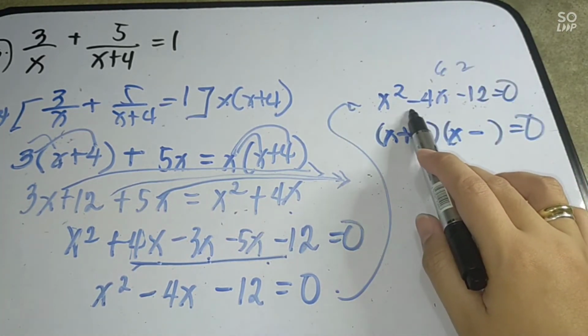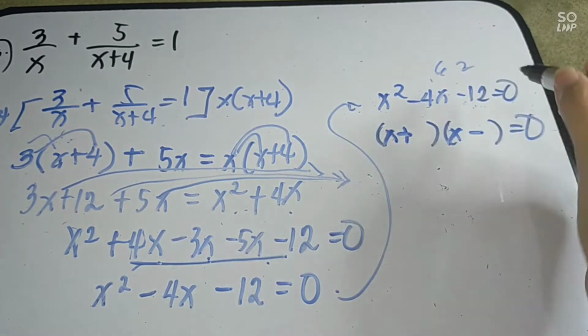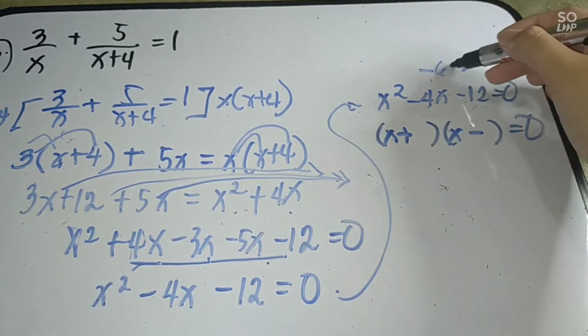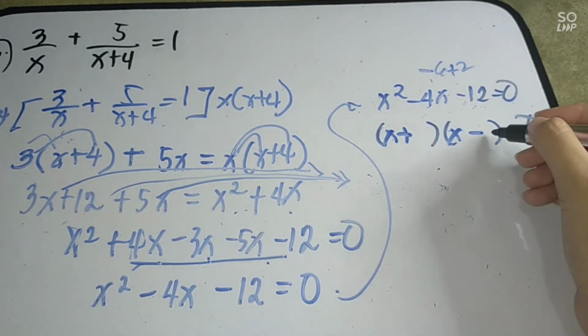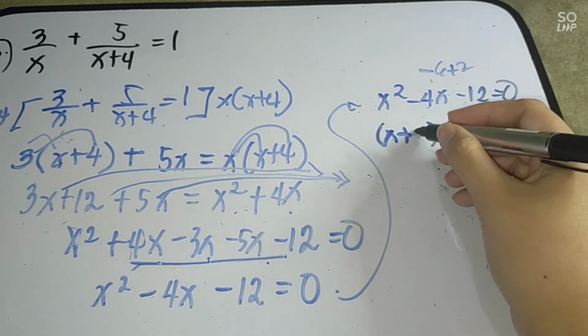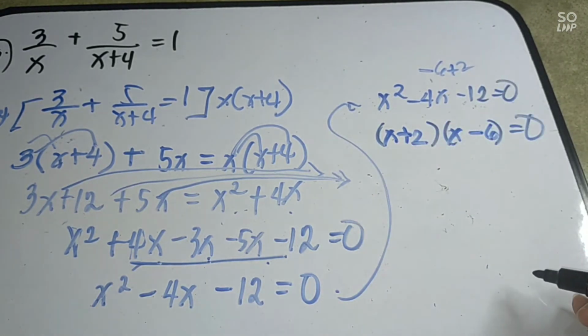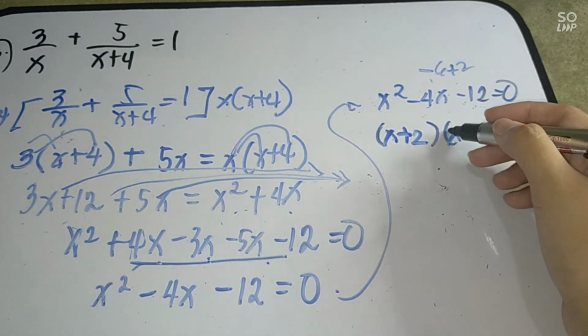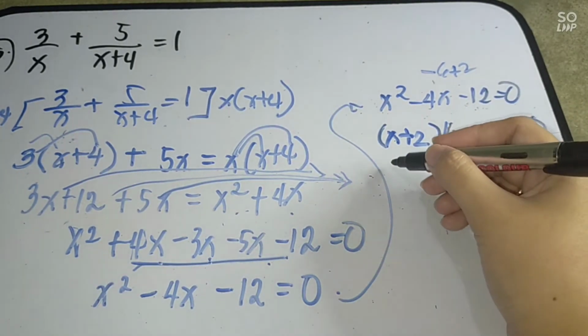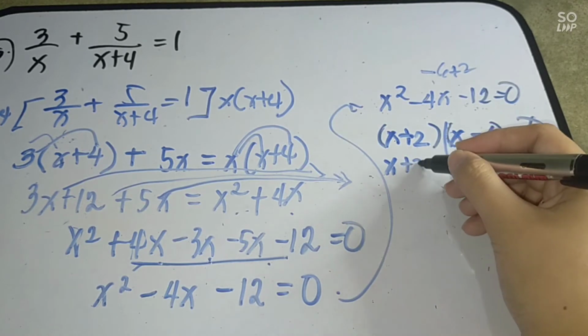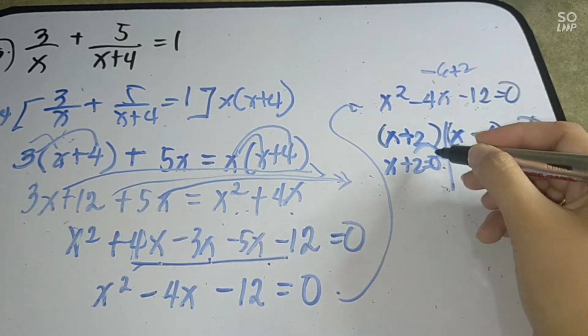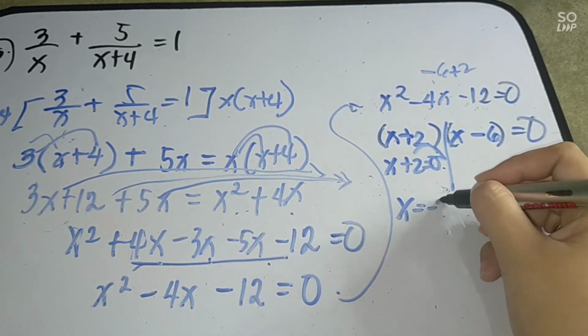Yun nga lang, kailangan negative. So, dapat, sino ang negative dito? Yung higher number. Negative at saka positive. So, this one is negative 6, then this one is positive 2. So, that is the factor. Afterwards, equate it both factors into 0. So, we have x plus 2 is equals to 0. Just transpose. So, you have x is equals to negative 2.